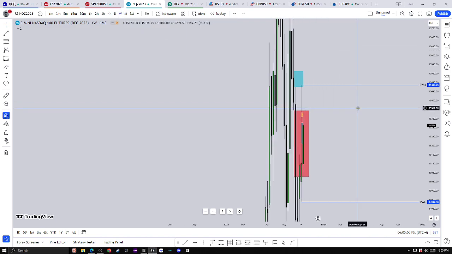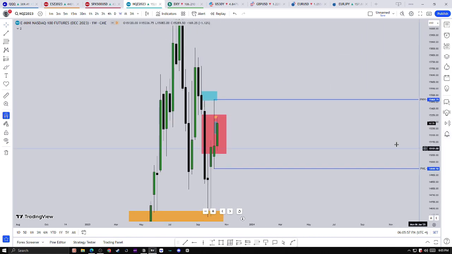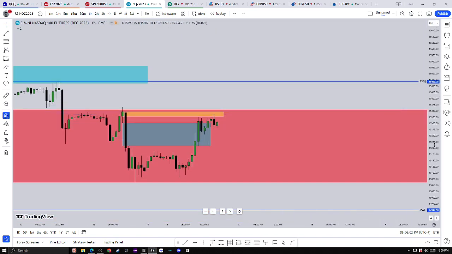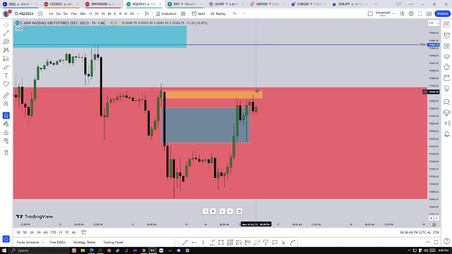A weekly fair value gap. Okay, so weekly range right here. In this weekly range, as you can see, we basically almost did it today. We almost filled it today.